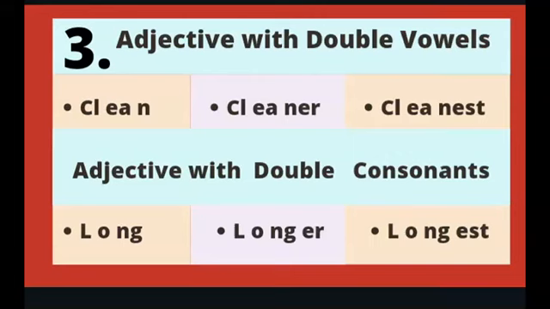Similarly, for adjectives with double consonants, for example, long, NG, there are 2 consonants. So, you need to add ER to get the comparative degree. And EST at the end of the word to get superlative. So, long, longer, longest. I hope you have understood that.